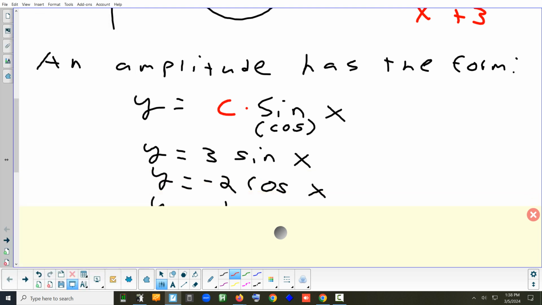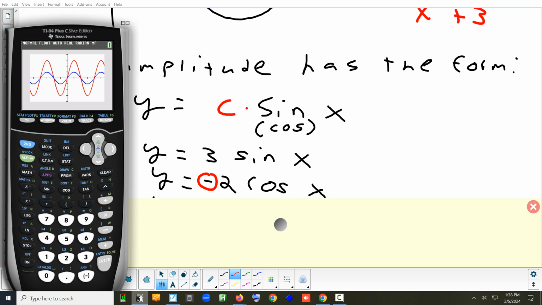Okay. How about that one? -2 cosine x. Okay, we've talked about having a negative here. What does a negative do when you put it with the number that stretches? Yeah, it's going to flip it. So this one does 2 things. It stretches it twice as big, and then it flips it.